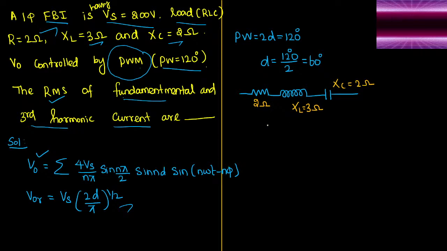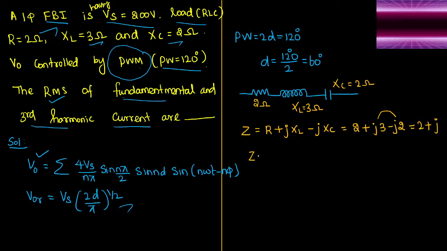Right, sir. From this, how will you write down the total output impedance? That can be written as the real part resistor plus inductive reactance, which is j times XL, and capacitive reactance, which is minus j times XC. So if I substitute the value of R, that will be 2 plus j times XL, that is 3 ohm, minus j times XC, that is 2 ohm. So this can be further written as 2 plus, see, 3 times j minus 2 times j will be the resultant, j only.